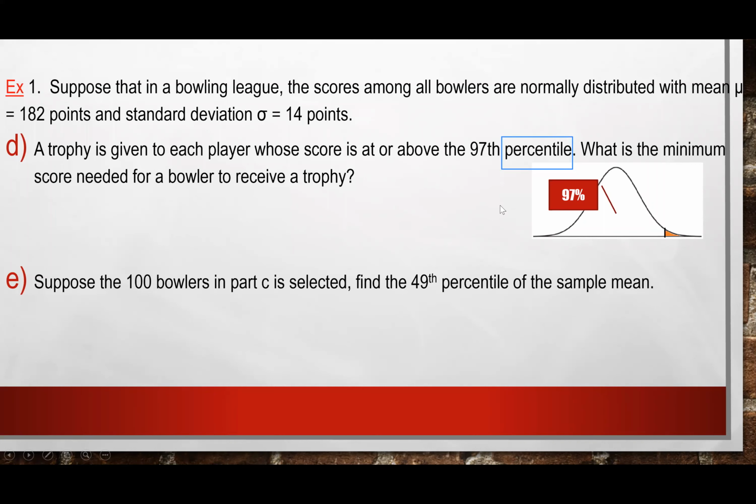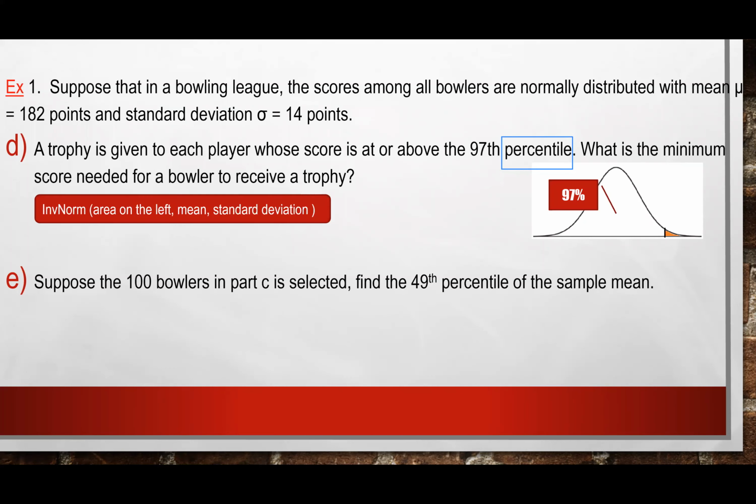If we have the percentage or the percentile, then we have to use the inverse norm. Reminder, the inverse norm on the calculator I showed you only calculates the area to the left, meaning you have to give it the area to the left, the mean, and the standard deviation, and then it calculates the value for you. If you have the advanced calculator, you can tell it area to the left, area to the right, or something in that nature.